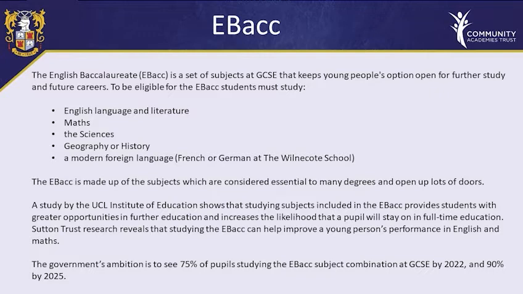And the idea is that students would study English, maths and science, which are part of your core anyway, and then would pick either history or geography from the humanities, and then a modern foreign language. In our case, at the Wilnecote School, French or German. What it does do is give you a very broad foundation, which you can then go on to pick art subjects, DT subjects, computer science and so on. So it doesn't restrict it to those subjects because you'll be doing extra subjects as well. But by achieving a grade 5 or above in those subjects, you would also be awarded the English Baccalaureate.